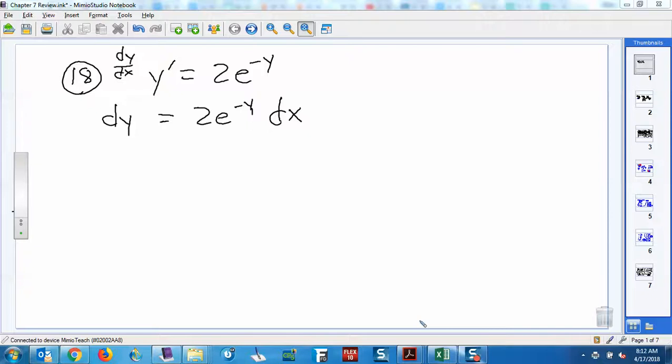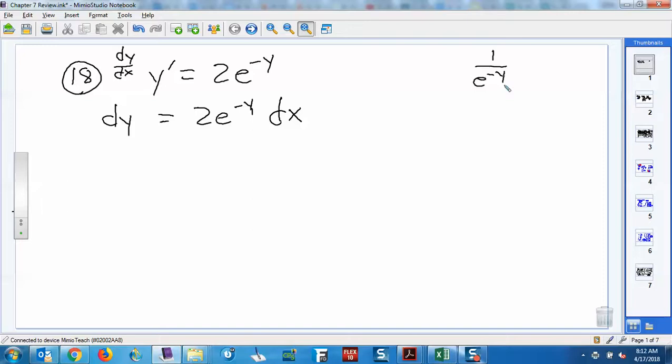You can do more than one step. You can move the e to the negative y over. You can, at the same time you're moving the dx over there, that's fine. But what happens when you divide by e to the negative y? What happens when you get that? That's just e to the y, right? You just put it on top.